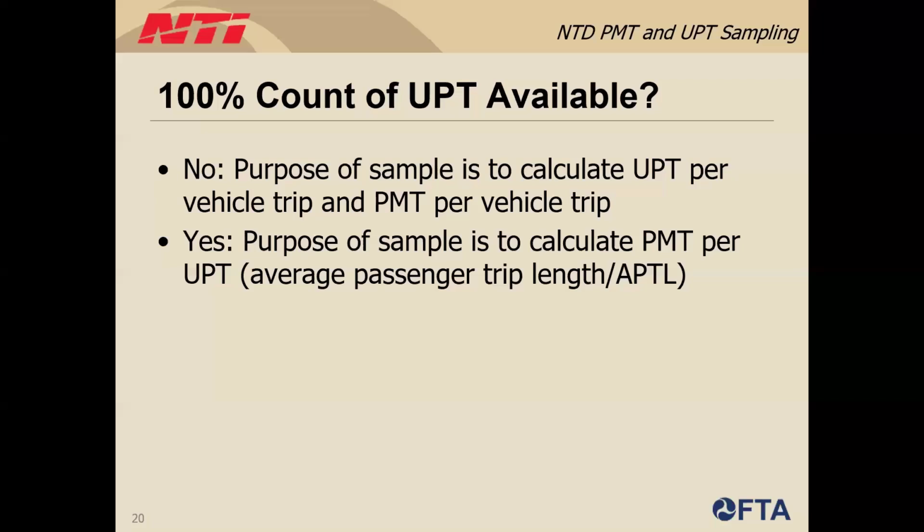One important piece of information that you need to develop your sampling plan correctly is whether you have 100% count of UPT available. If not, then you'll be estimating both UPT and PMT from your sample. The objective of your sample will be to obtain an average UPT per vehicle trip and PMT per vehicle trip. If you do have 100% count of UPT, then you'll only be estimating PMT from the sample, and you'll do that by obtaining an average PMT per UPT, which is equivalent to an average passenger trip length, or APTL.